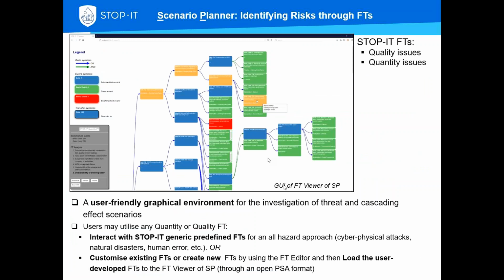Now, this is the interface of the fault tree viewer, which is depicted in this image. RAED has already inside two fault trees, the one covering quality issues and one covering quantity issues. The fault reviewer is practically a user-friendly graphical environment for investigating interconnected events that might lead to a water quantity or quality issue. Apart from the fault trees that have already been uploaded, the user can create or edit their own fault trees by using the fault tree editor, the same tool that we used and has been delivered in Stopit, and then upload the created fault trees to the scenario planner for further use.